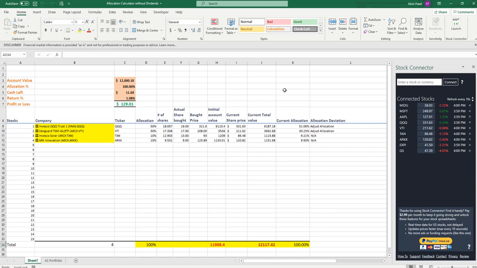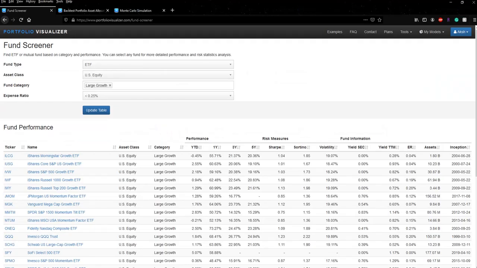Allocation you can determine by yourself. However, for this portfolio, I have chosen 50% in Invesco QQQ, 30% in Vanguard, and then another 10% each in Invesco Solar and ARK. And I'll show you why I have chosen those allocations. So as you can see, why I chose those four ETFs, I'll show you guys exactly how I found those and why I chose those.